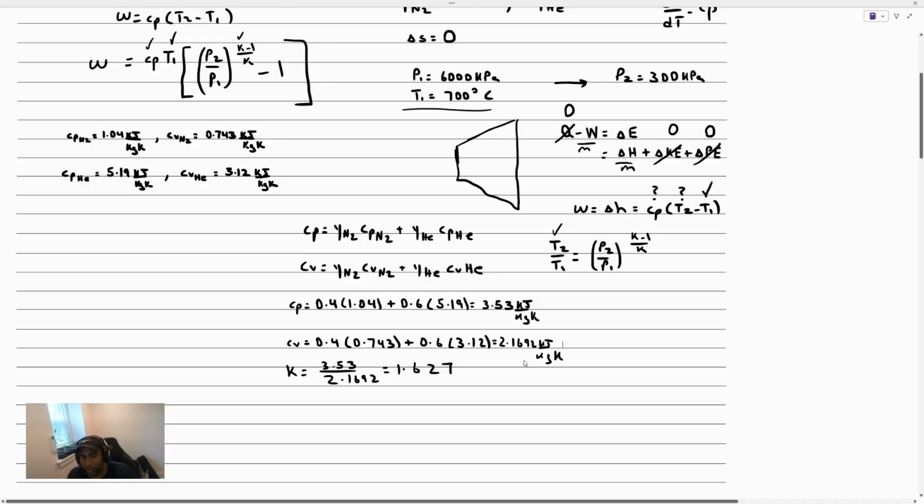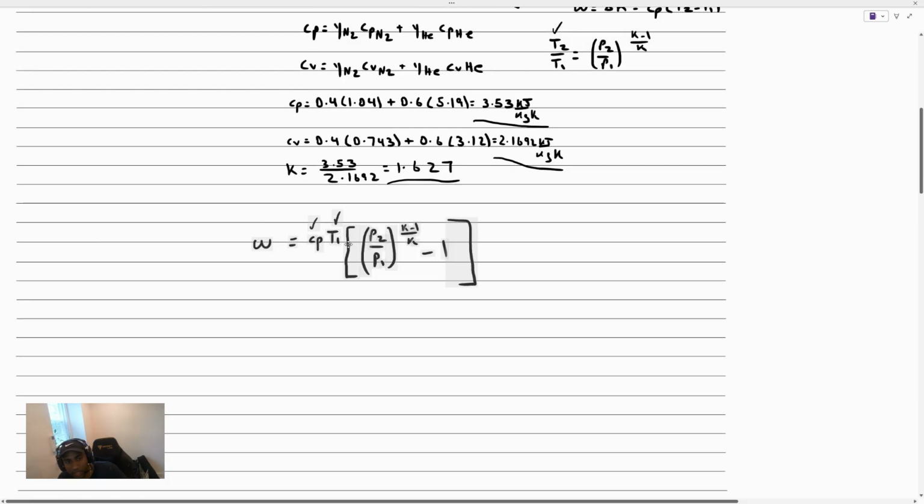Okay, so right here you can see what I got for Cp, 3.53, what I got for Cv, 2.1692, and what I got for k, which is the ratio of the two. I'm going to go ahead and plug it into my main equation here and show you what the final output is in terms of the answer as well as plugging in the values.